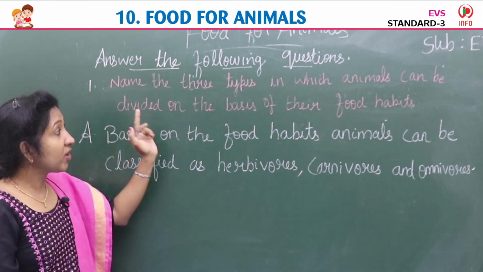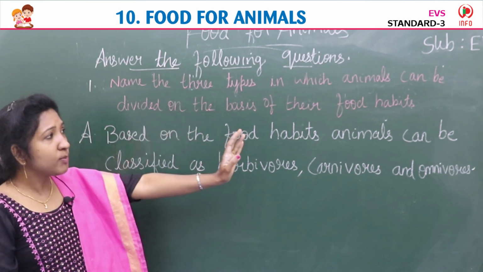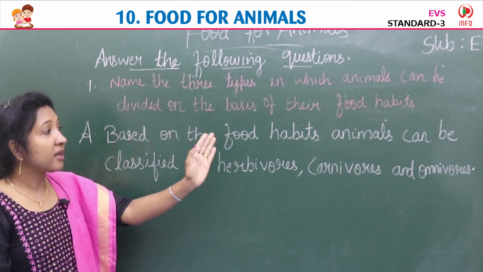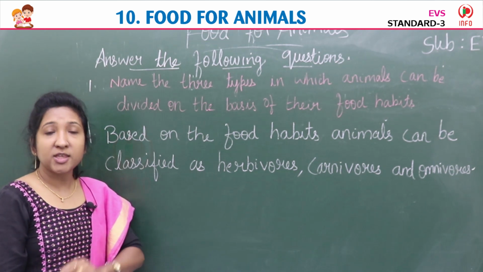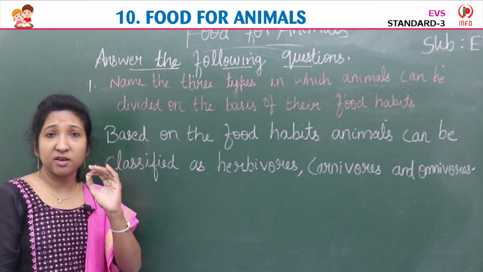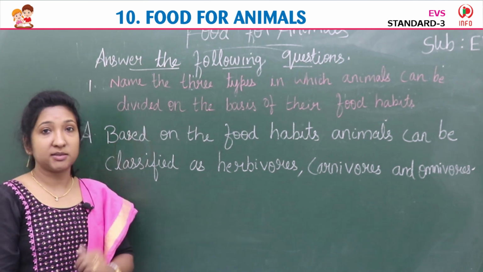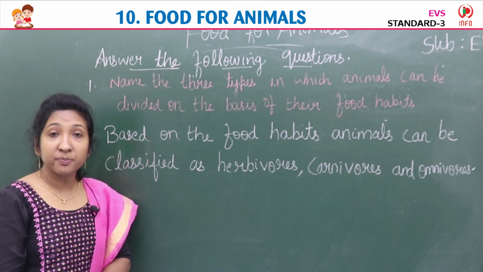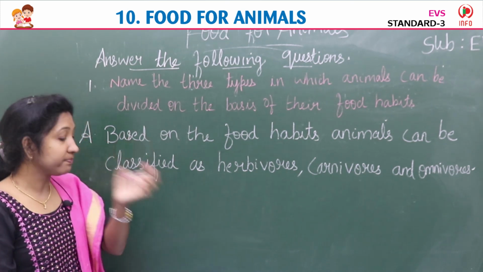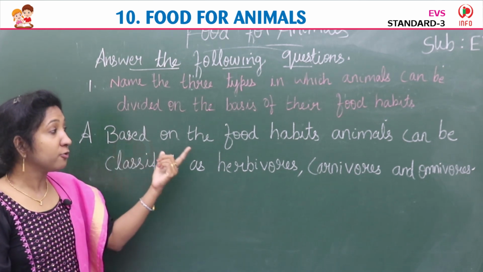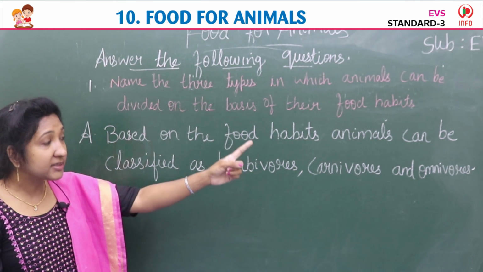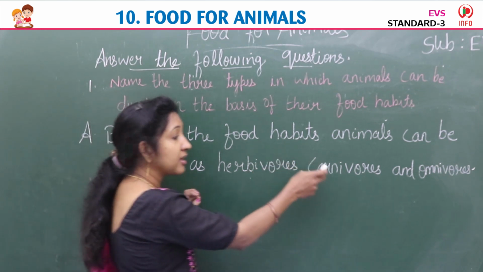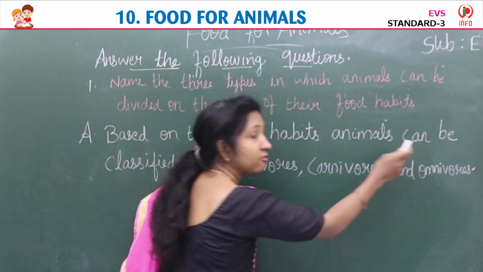Name the 3 types in which animals can be divided on the basis of their food habits. Which are the 3 groups or 3 categories where we can divide the animals based on the food habits? Which are they, children? Yes, tell me. Based on the food habits, animals can be classified as herbivores, carnivores and omnivores.